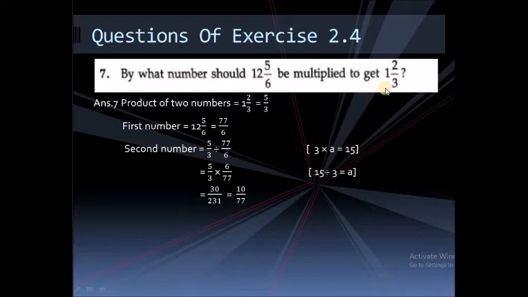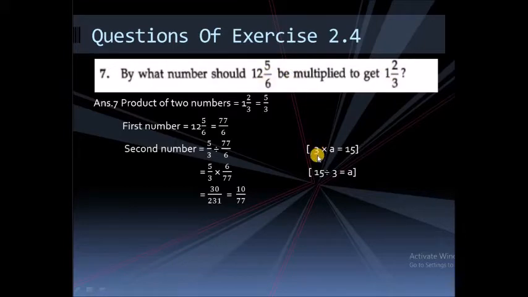This type of question we have done in our last class. So basically a product is given to you and one of the numbers is given to you. So when the product and one of the fractions is given to you, you can find the second fraction by dividing this product with this number.